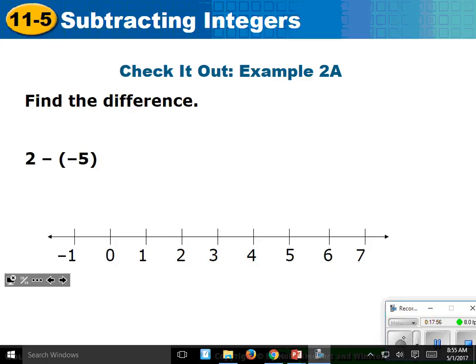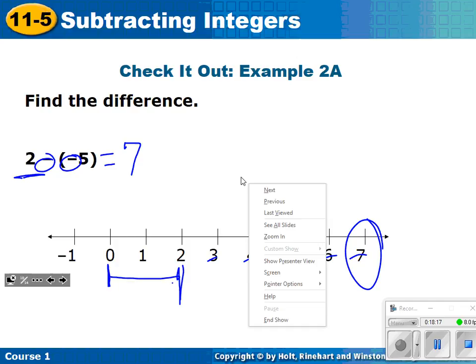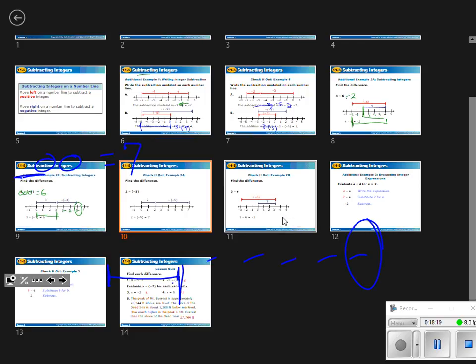Check this out. This is a positive 2. So we start at 0. We move over 2, right? Okay? Then we are subtracting a negative, which means we're moving to the right 5 more. 1, 2, 3, 4, 5. There's my answer. 7. We're not quitting until you get it right. How's that?